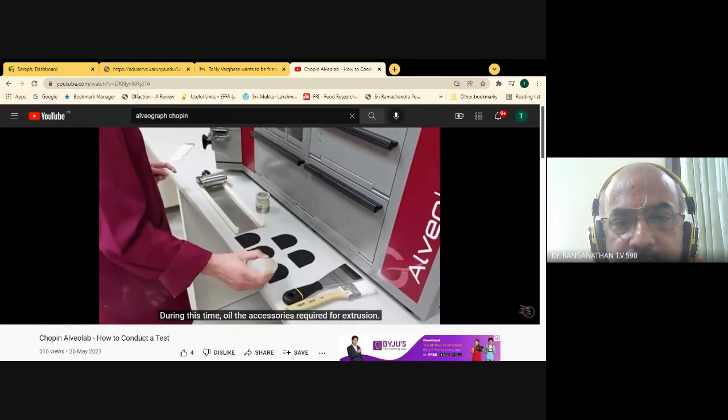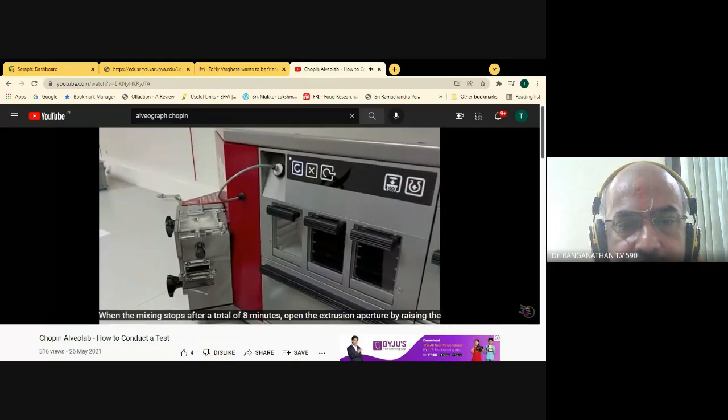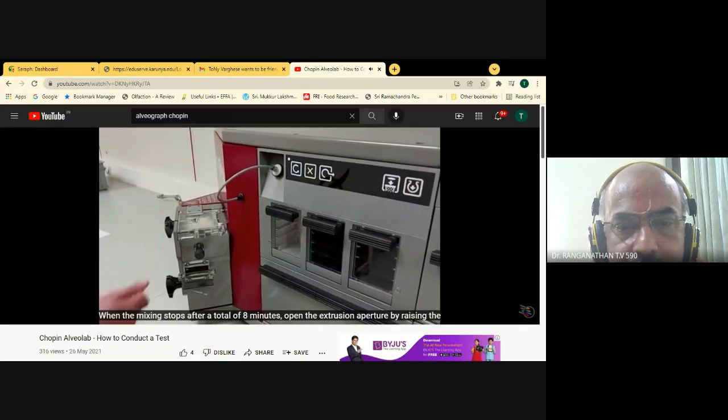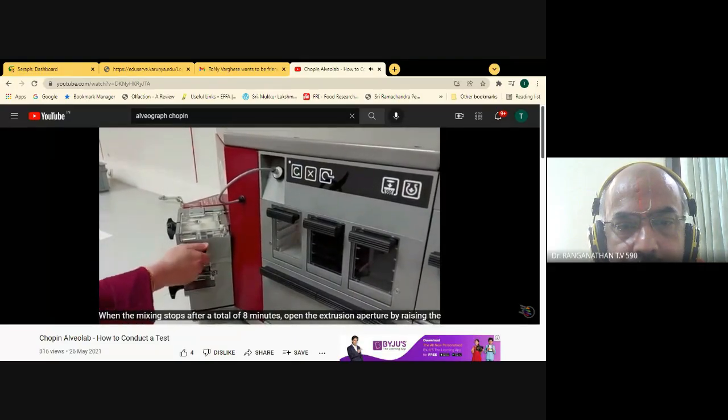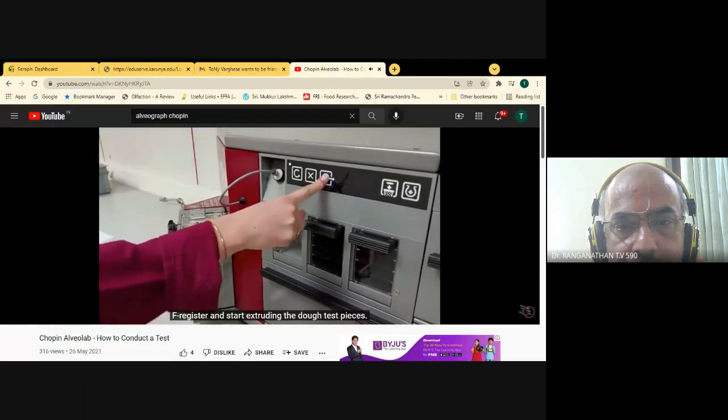Oil is added to the mixing plate so that the dough does not stick to it. When the mixing stops after a total of 8 minutes, open the extrusion aperture by raising the F register and start extruding the dough test pieces.